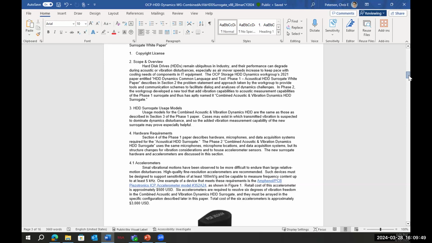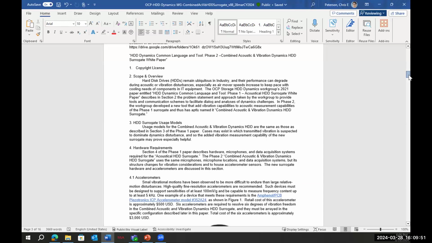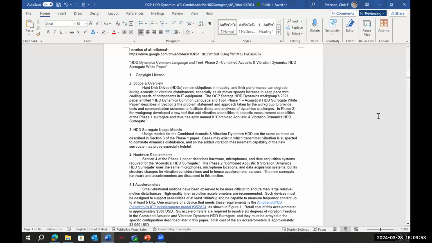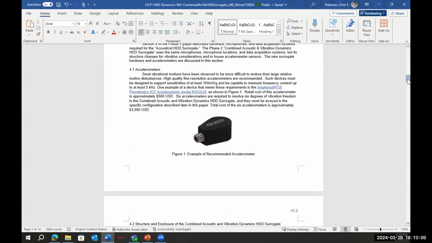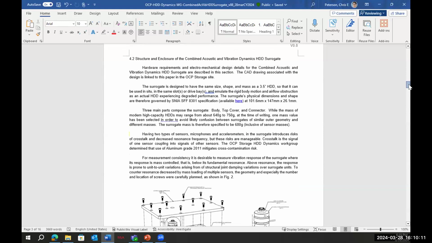Thanks, Chris, for taking the first cut at the draft. It's a lot of work, I assume. On the mass side, we put a target of 680. I don't know how rigid that needs to be. Maybe later we can check what mass individual companies are getting for their surrogate. I think we mentioned the target being 680. Yep, right here.